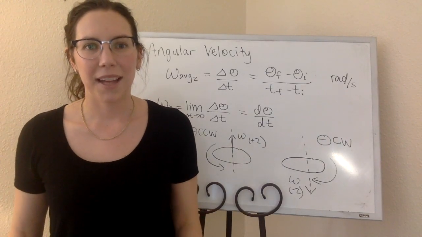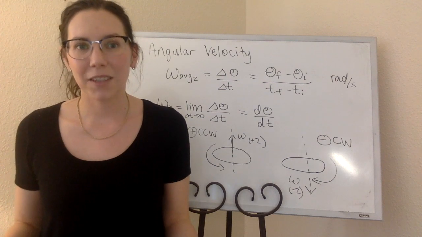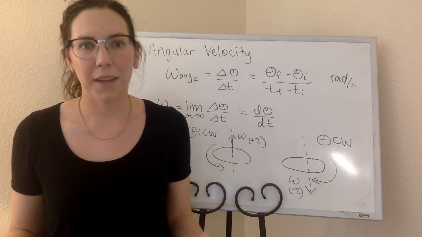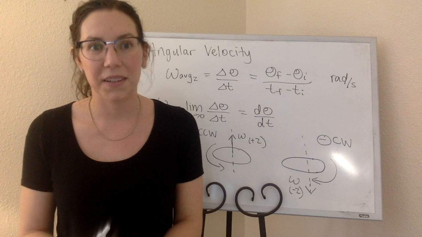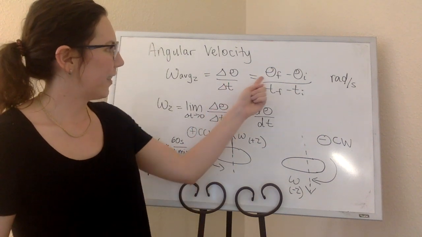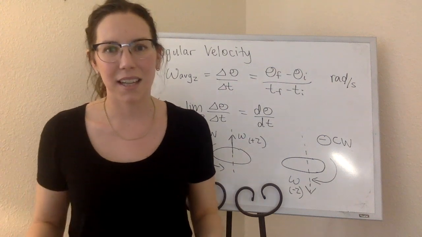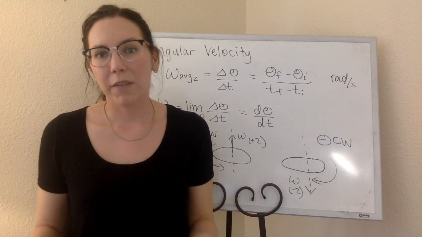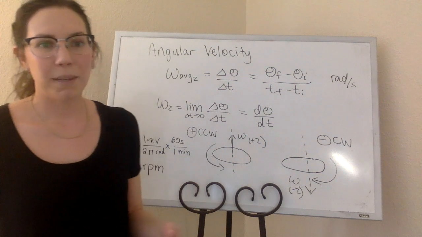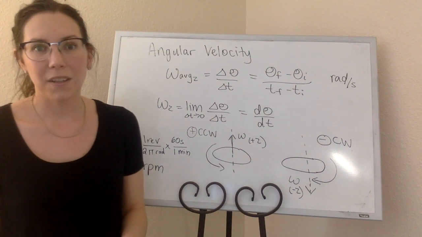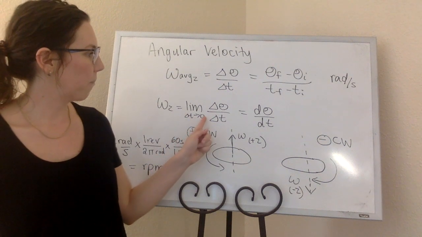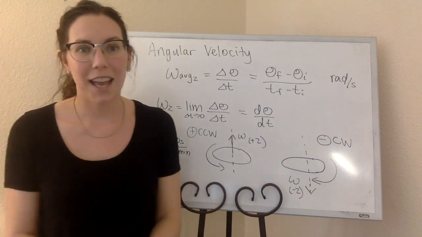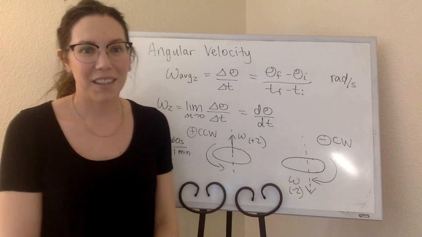Okay, let's look further into angular velocity. As we saw before, the average or the constant angular velocity, if it is constant, is 2 pi over the period. We can also find that by taking the angular displacement per unit time. So delta theta over delta t, which is theta f minus theta i over t f minus t i. And again, that gives us units of radians per second. If we want to find the instantaneous angular velocity, like we did with any of our variables before, we can take the limit as delta t goes to 0 of delta theta over delta t, which gives d theta by dt. So the derivative of the angular position with respect to time gives angular velocity.